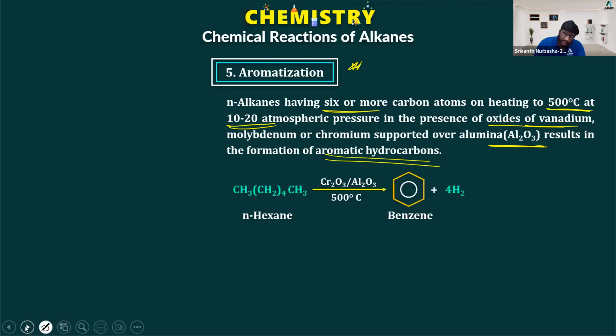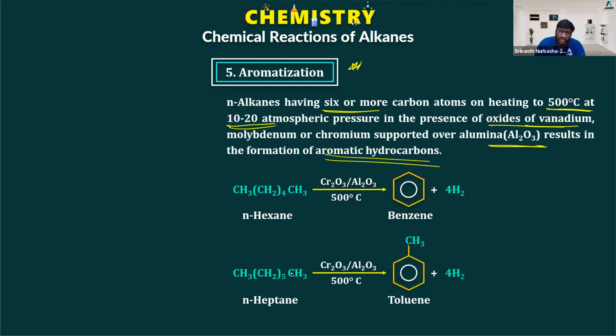If you take n-hexane, CH3 CH2 CH2 CH2 CH2 CH3, treated with Cr2O3 in the presence of Al2O3 at 500 degrees Celsius, it forms the respective benzene, and the C-H bonds are cleaved and H2 molecules are going to be formed, 4H2. If you take n-heptane, CH3 (CH2)5 CH3, treated with an oxide of chromium supported over alumina at high temperature, it forms toluene. You will always get the substituted benzene only. Benzene or substituted benzene products, aromatic compounds, are going to be formed.